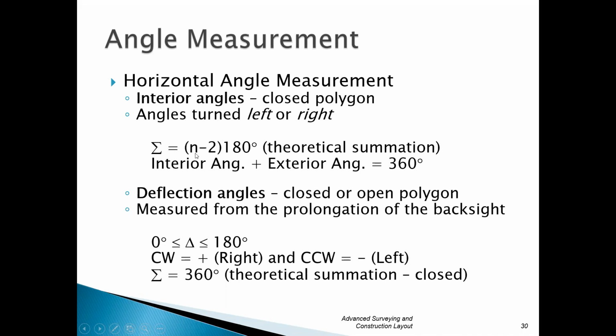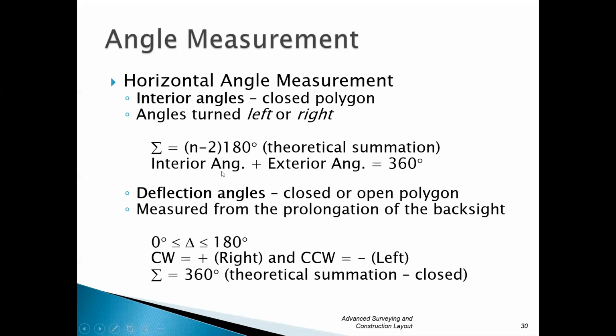If I have 4 sides, 4 minus 2 times 180, that'll tell me what I get. So as I go up in number, I'll get a different theoretical sum. But if I go out to that figure that I just showed you and I add my angles and they don't equal the theoretical sum, that tells me I have a problem. Either I blew an angle, or I blew several angles, or they all have a little bit of error in them. So this is a real important principle. That theoretical sum, the summation, is n minus 2 times 180.